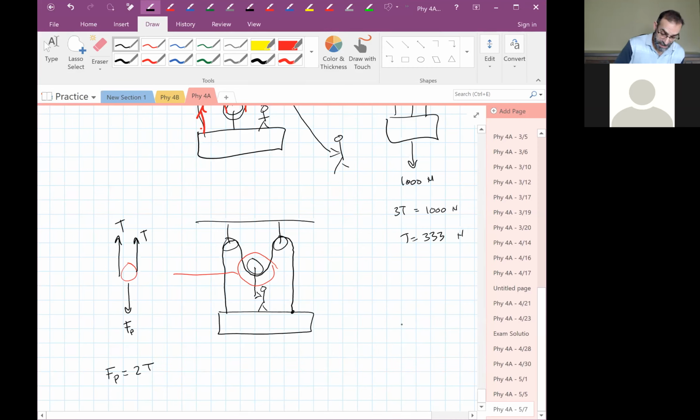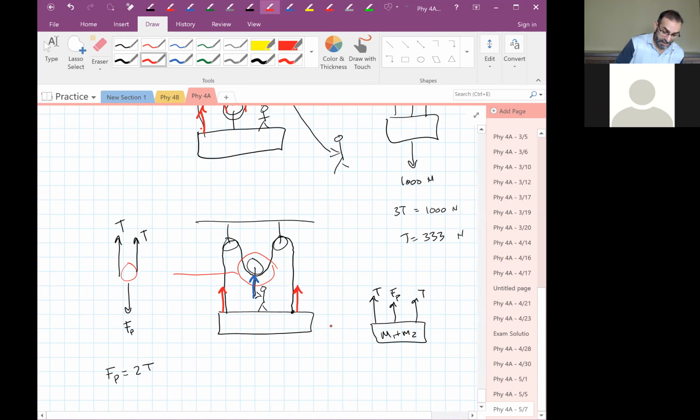Now, what's touching our system? Our system is M1 plus M2, right? We have a tension over here, that's this one. We have a tension over here. And we have a pulling force, right? And the pulling force is equal to 2 tensions. You could have just said, right?